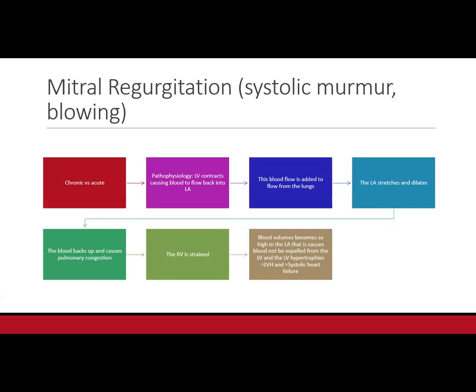The left atrium stretches and dilates. The blood backs up, causes pulmonary congestion. The right ventricle is strained. Blood volume becomes so high in the left atrium that it causes blood not to expel from the left ventricle, and the left ventricle hypertrophies. So then you get that left ventricular hypertrophy, which causes systolic heart failure. So that's where the real problem is: the left ventricle contracts, causing the blood to backflow into the left atrium, so we're not getting good blood flow, and then you're developing that heart failure.